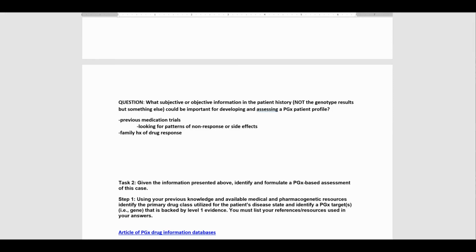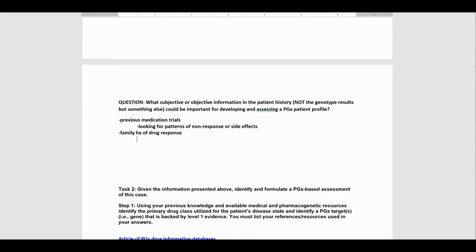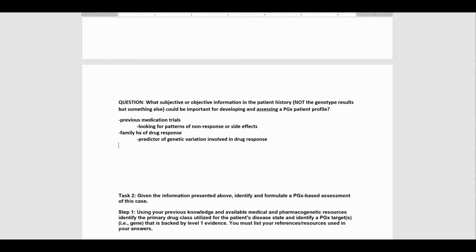So additionally, family history of drug response, right? This basically gets down to the fact that we get half our genetic makeup from mom and from dad. So if you have some sort of family history of drug response, this can be a potential predictor of genetic variation involved in drug response. So that's why we're looking at that family history of drug response, especially in these psychiatric disease states that have very large genetic components.